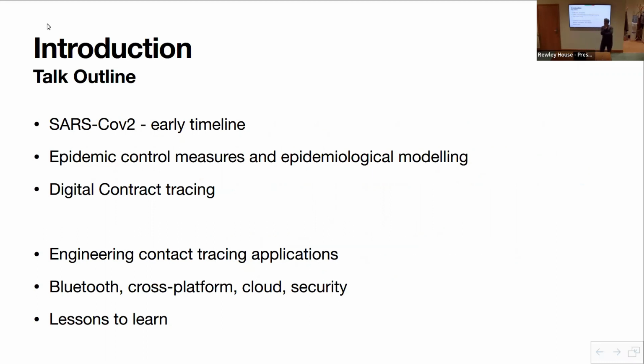As I said, I'll start by talking a little bit about SARS-CoV-2, just to remind everyone what happened very early on. Then I'm mainly going to talk about epidemic control measures and epidemiological modeling, the type of things that we want to use modeling to try and understand. And then I'll talk about digital contact tracing, why we thought it was a good idea, and how we got it. After that, Adam will talk about the engineering side of things, about Bluetooth and how to make things work with the platform.